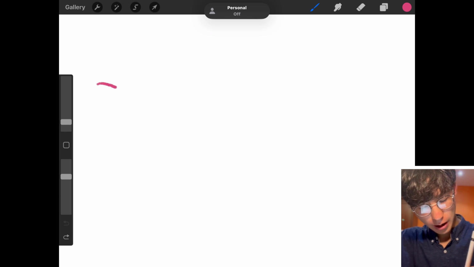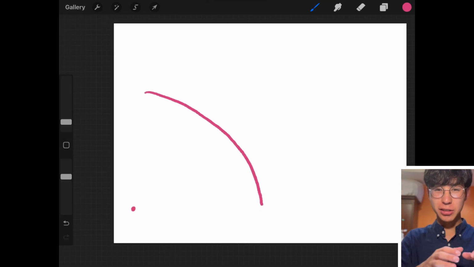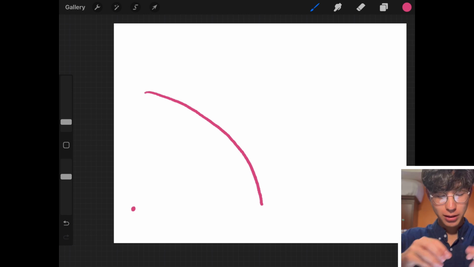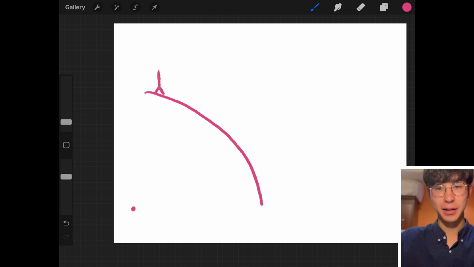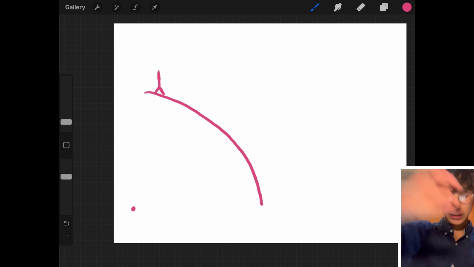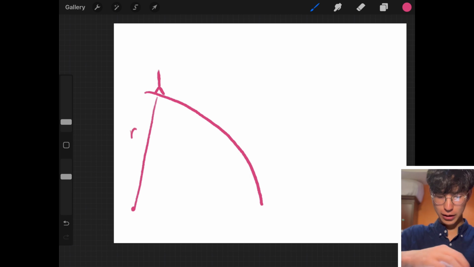Let's start with a diagram. So we have a planet right here. Here is its center of mass, so all its mass is concentrated there. Let's put a rocket on the surface of the planet. Let's call the distance between these two things r. So it looks like the radius of the planet, and it is.